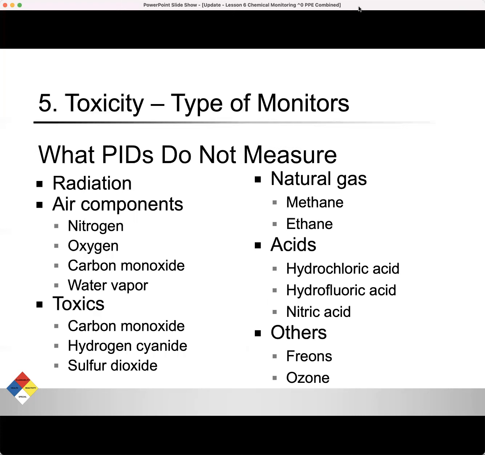So what can it not measure? Just as important, radiation. PIDs don't measure radiation. They don't measure the standard air components such as nitrogen, oxygen, carbon monoxide, or water vapor. It also doesn't detect other toxics such as carbon monoxide or hydrogen cyanide or sulfur dioxide. It does not measure, here we go, natural gases such as methane and ethane. So ethane and ethanol, relatively similar. One can be measured by a PID, one cannot. Acids, don't use a PID. Freon or ozone, don't use a PID.